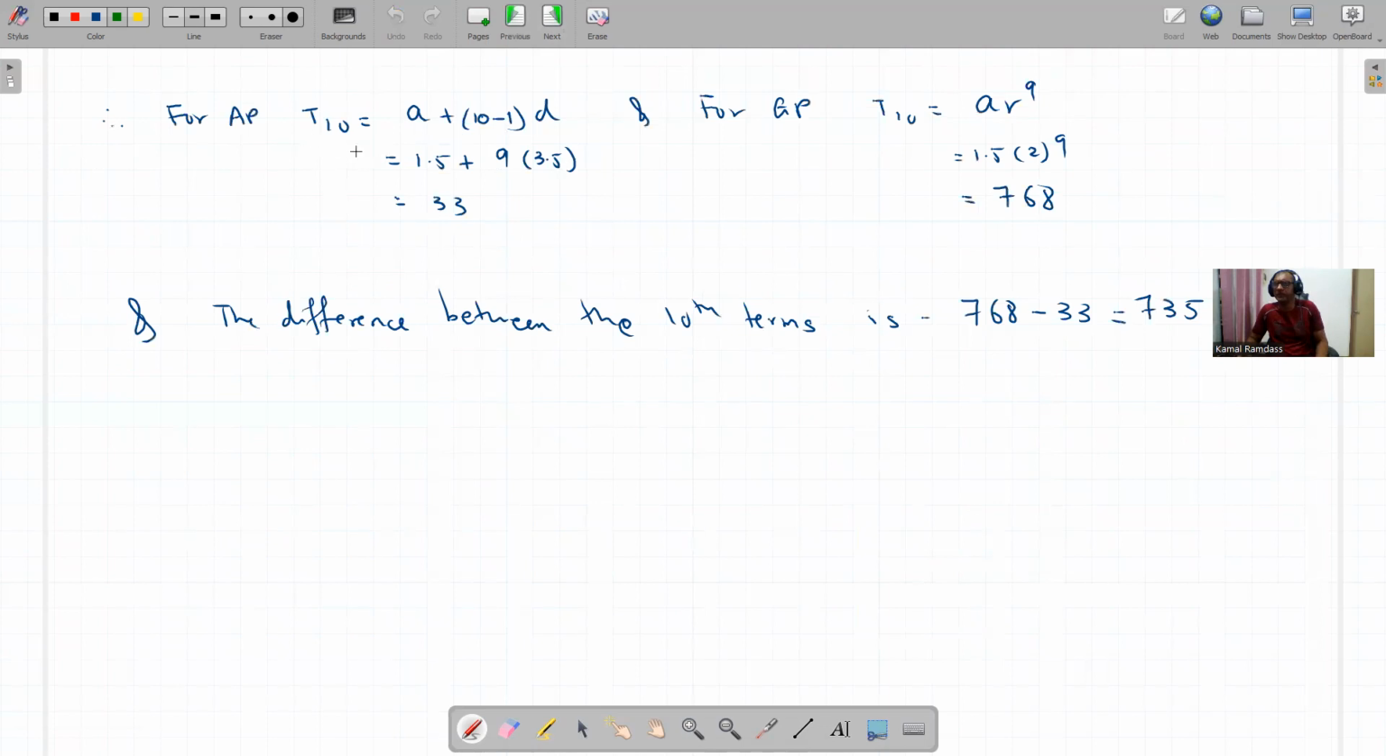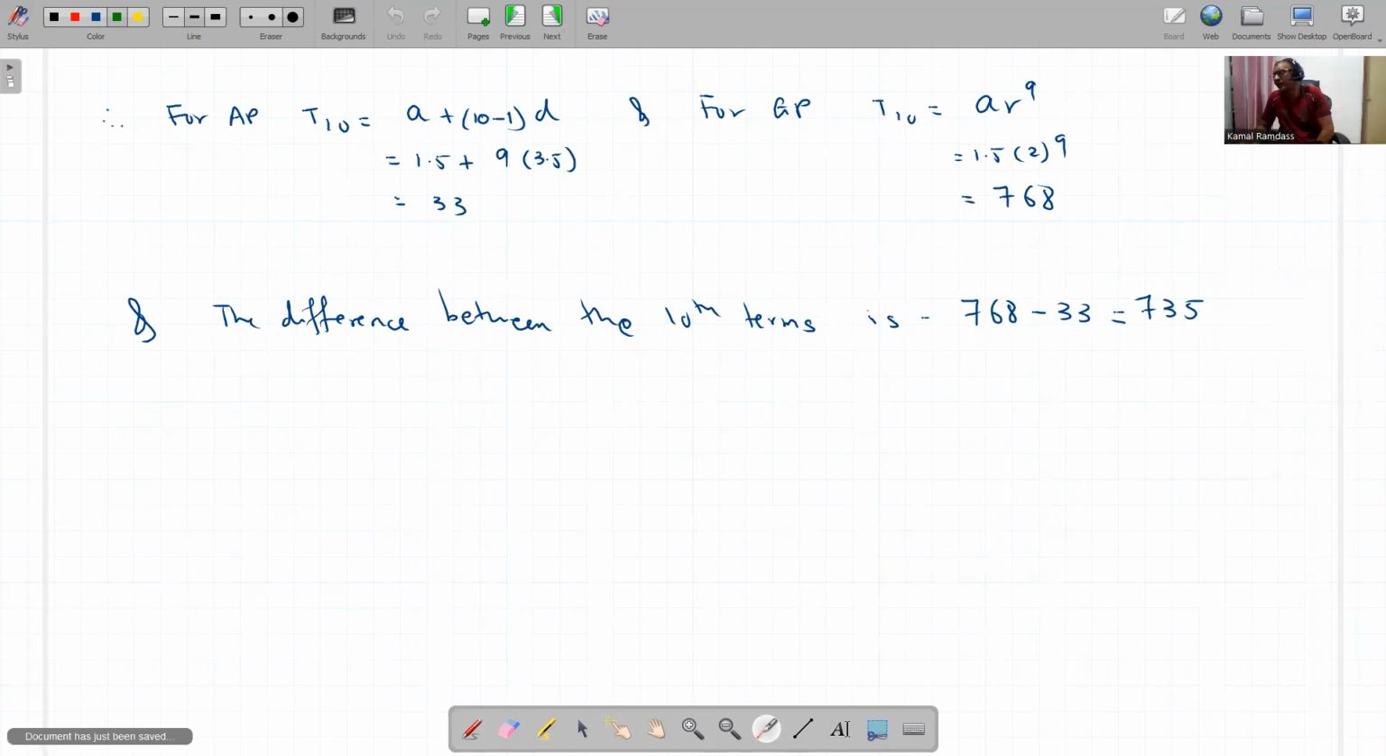T10 for the arithmetic progression, c'est A plus 10 minus 1 fois D, qui est égal à 33. Et for the geometric progression, T10 is equal to A R to the power of 9, qui est égal à 768. Et là, the difference between the 10th terms is 768 minus 33, qui est égal à 735.